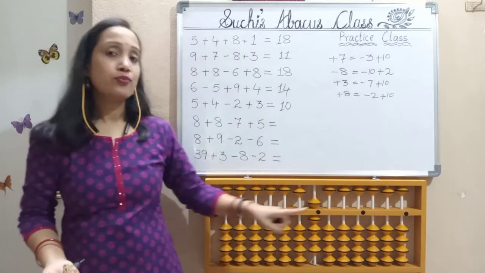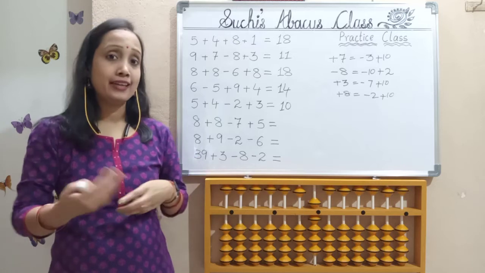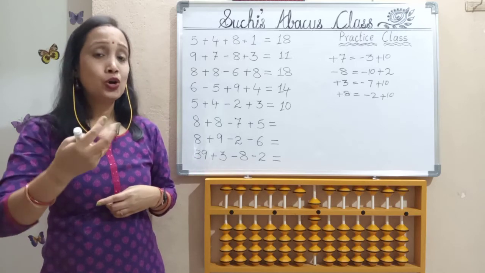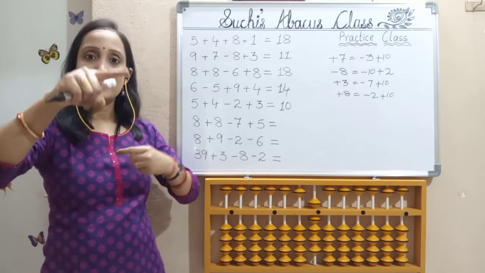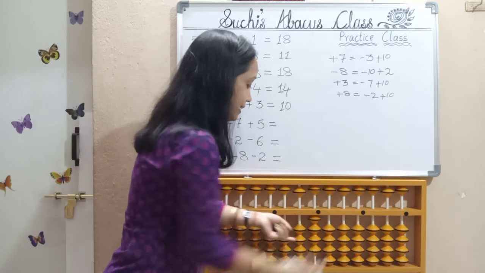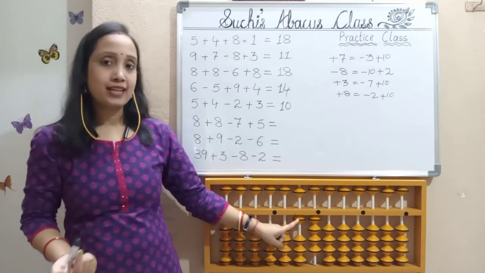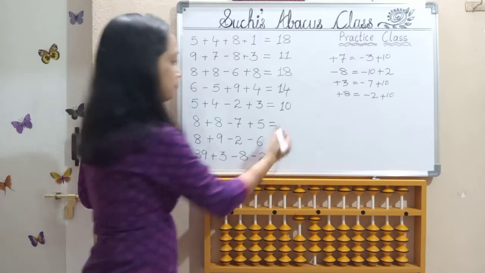Next, add 5. In 1's place, I need 5, but I already used that 5. So, who is 5's friend? 5's friend? 5. Who should go out? 5 should go out because it is add only. So, it is less 5 and 10. Left hand index, right hand index less 5, left hand index add 10. So, our answer is 10 and 4, 14.